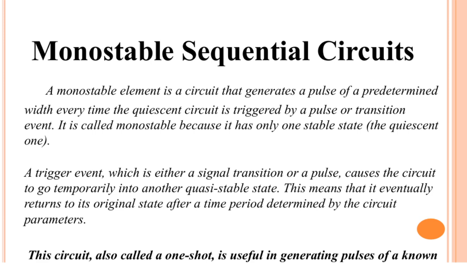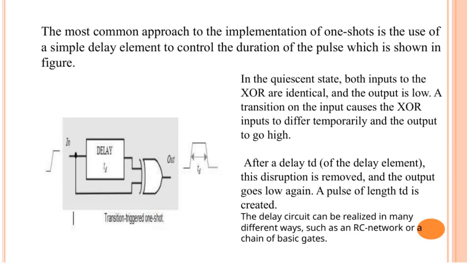These circuits are often called one-shots because they generate one pulse of a fixed length each time they're activated, making them very useful when you need precise, controlled pulse timing. Here, we're looking at the most common way to implement one-shot circuits, which is by using a simple delay element to control how long the pulse lasts.